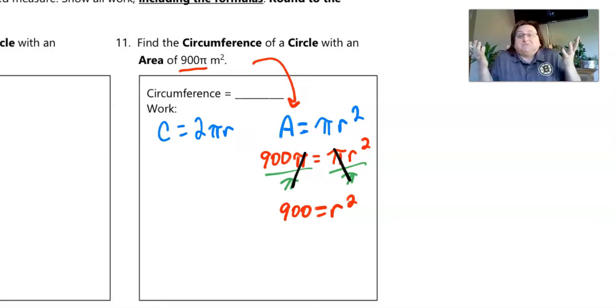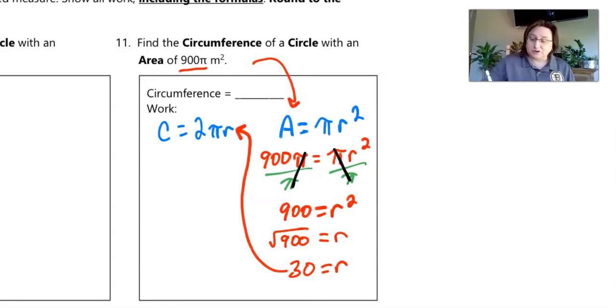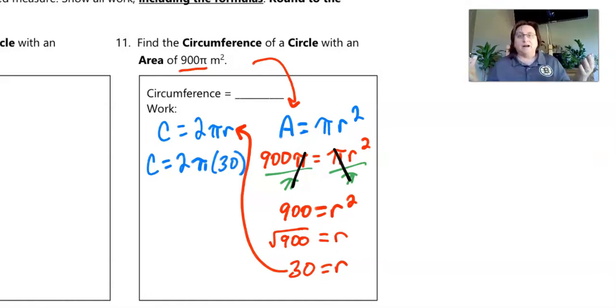Hey guys, then what would r be? Yeah, once we take the square root of both sides, r is going to equal 30 meters. So the radius is 30. Now I should probably find the circumference. Now that we have the radius, we can plug it in. It's going to look like this: circumference equals 2 pi, and the radius was 30. Hey guys, you can put that in your calculator just like that.